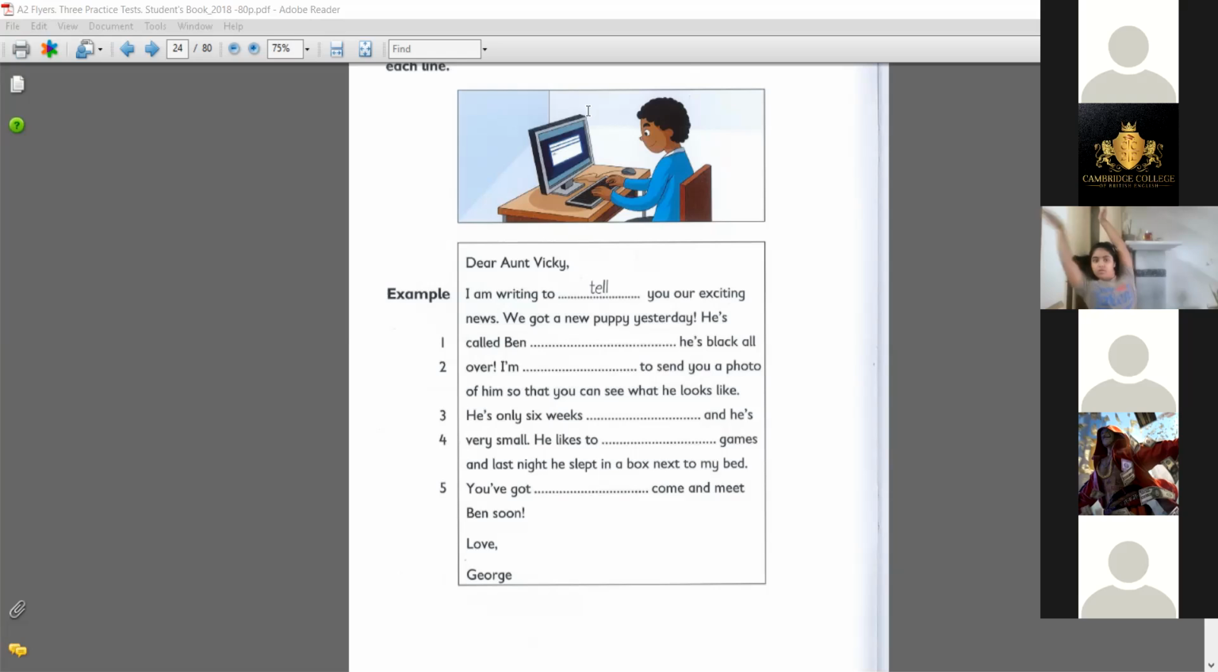I can't erase. Right? Then we want to check like this. We want to write like this. Ben. He's called Ben because he's black all over.